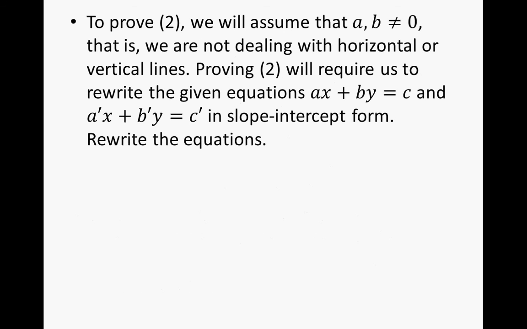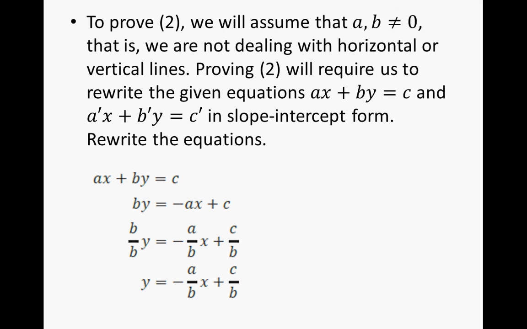We will assume that a and b are not equal to 0. That is, we're not dealing with horizontal or vertical lines. Proving part 2 will require us to rewrite the given equations ax plus by equals c and a prime x plus b prime y equals c prime in slope-intercept form. So let's rewrite the equations.